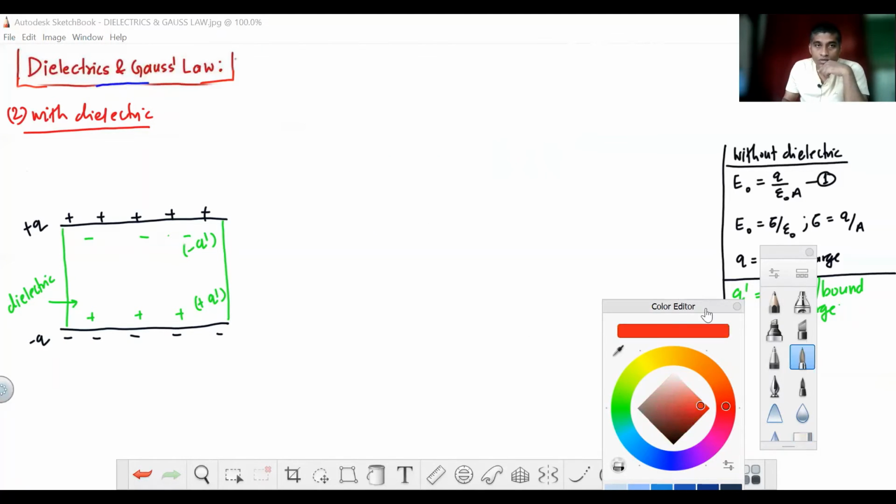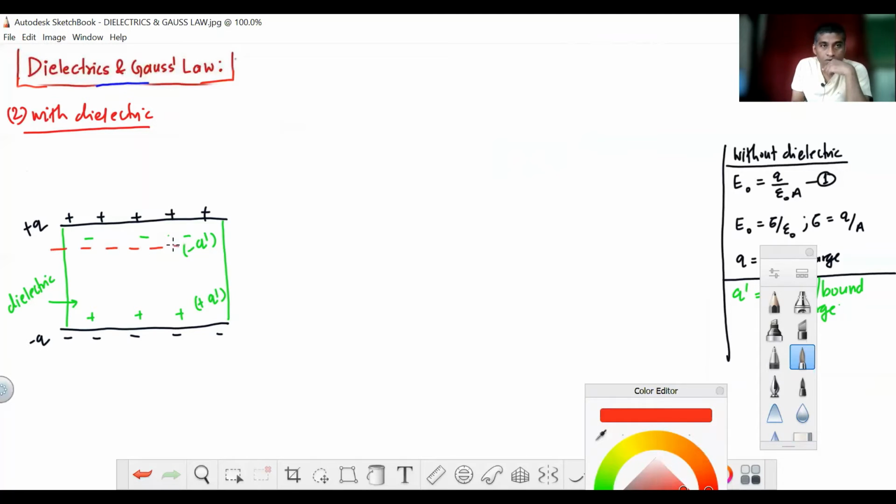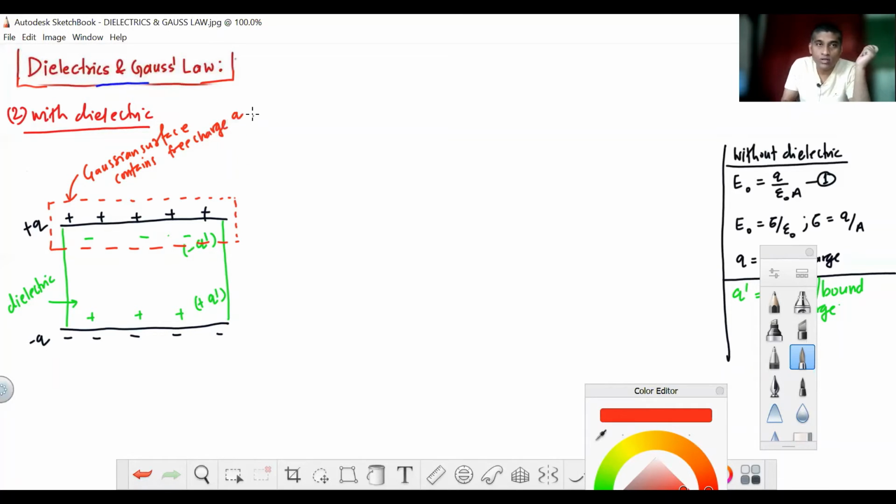Now this is the same Gaussian surface. So this is the Gaussian surface. Now the Gaussian surface contains free charge, I'm writing in magnitude q, and induced charge q dash in magnitude. So let us come to this diagram.